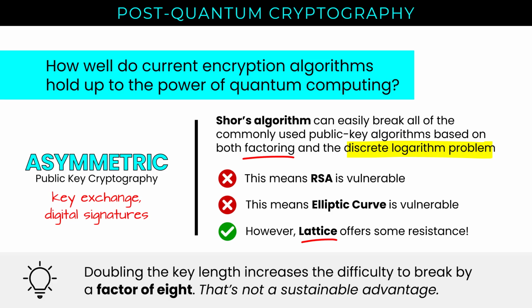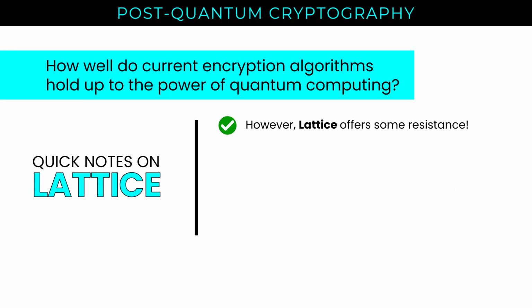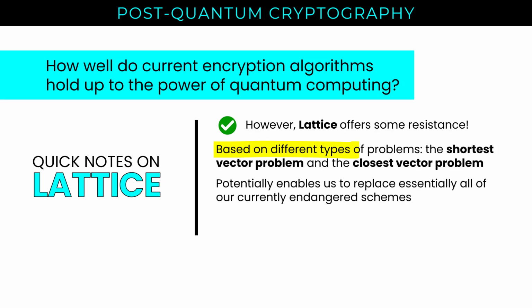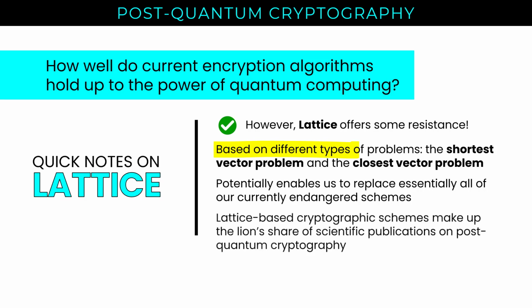That's not a sustainable advantage in the quantum scenario. So a quick note on lattice. I mentioned lattice offers some resistance. Based on different types of problem, the shortest vector problem and the closest vector problem is how lattice works. It's not working on large primes in the same way as other algorithms. So it potentially enables us to replace essentially all of our currently endangered schemes.